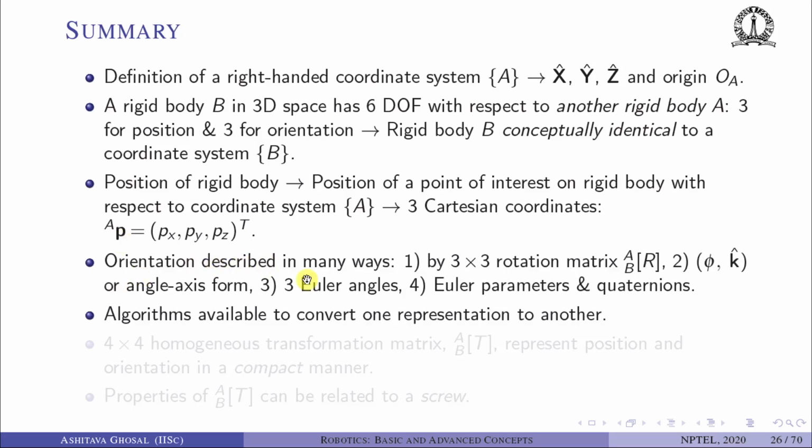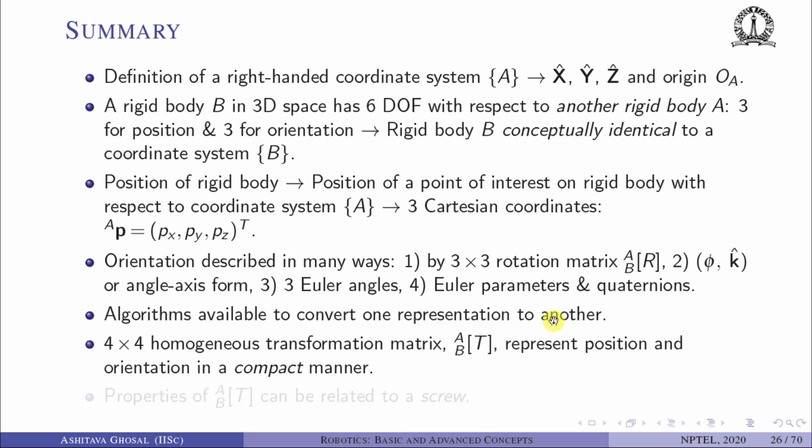The orientation of a rigid body can be described in many ways. First, a 3x3 rotation matrix. Second, the angle phi and k, or the angle-axis form. We can also describe it using 3 Euler angles, and finally using Euler parameters and quaternions. There are algorithms available to convert one representation to another. If you combine both the position and orientation of a rigid body, they can be combined in this 4x4 homogeneous transformation matrix, which represents the position and orientation in a compact manner.